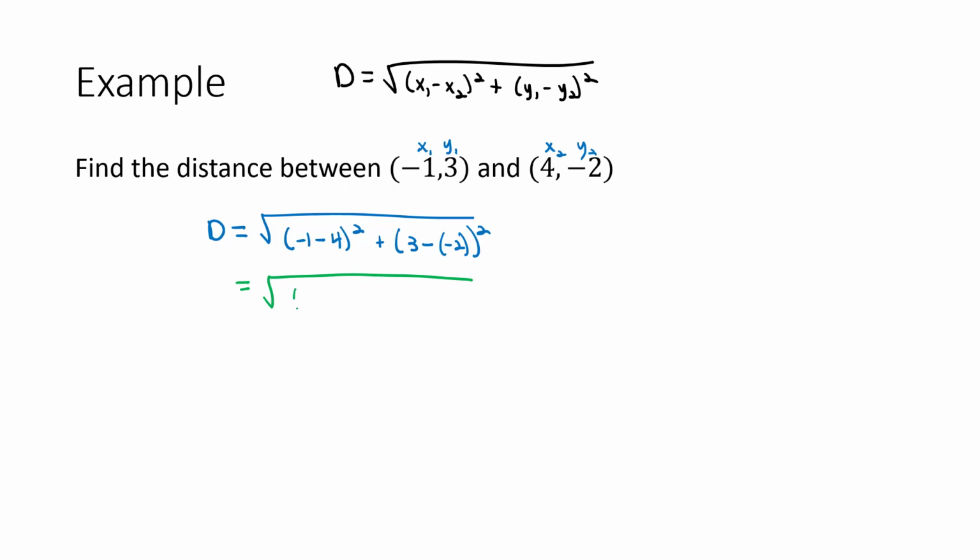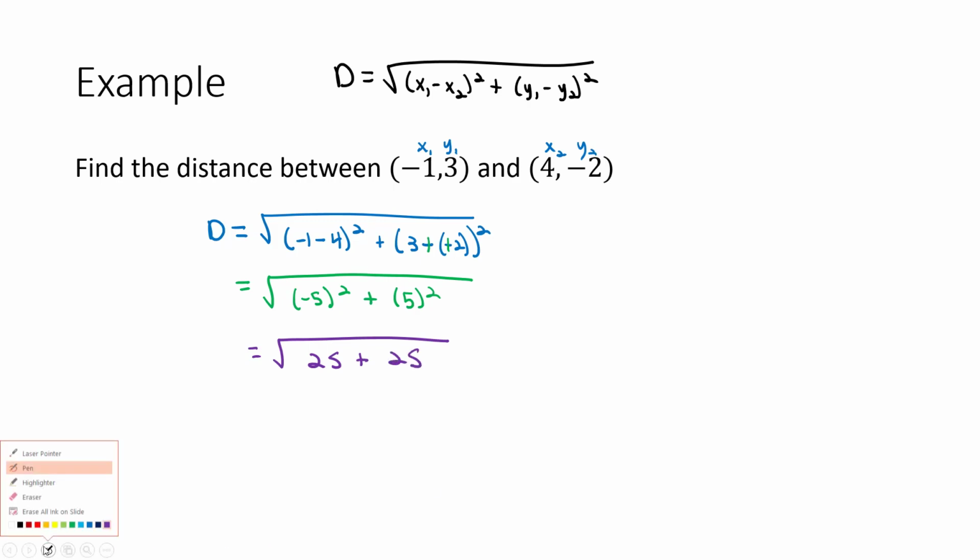Parentheses first. -1 minus 4 is -5 squared, plus, minus a negative means we add, so we actually have a 5 squared. Doing exponents next. -5 squared is 25, plus 5 squared is 25. And so what we really have is the square root of 50.